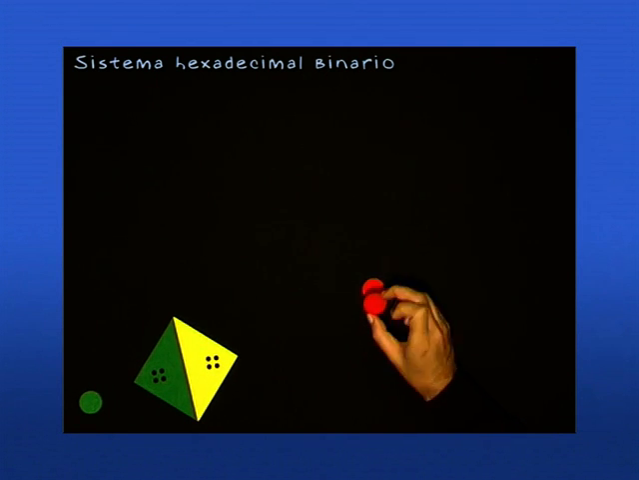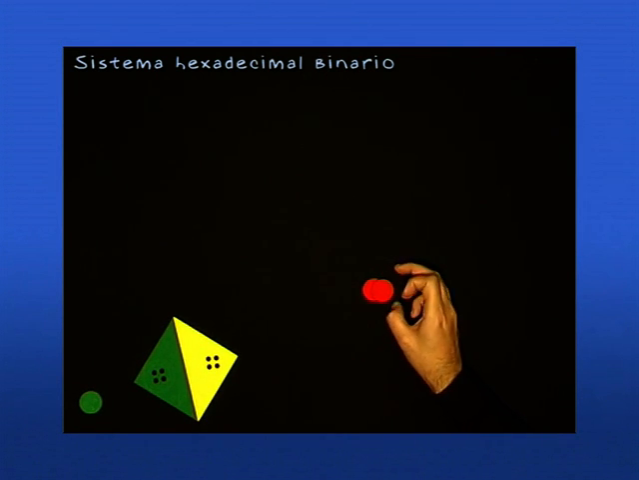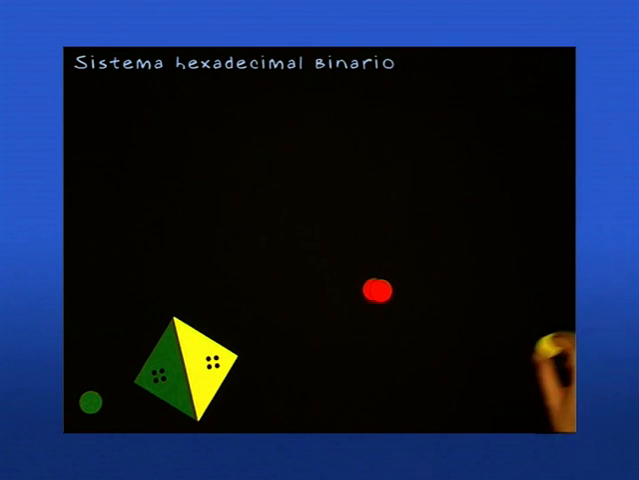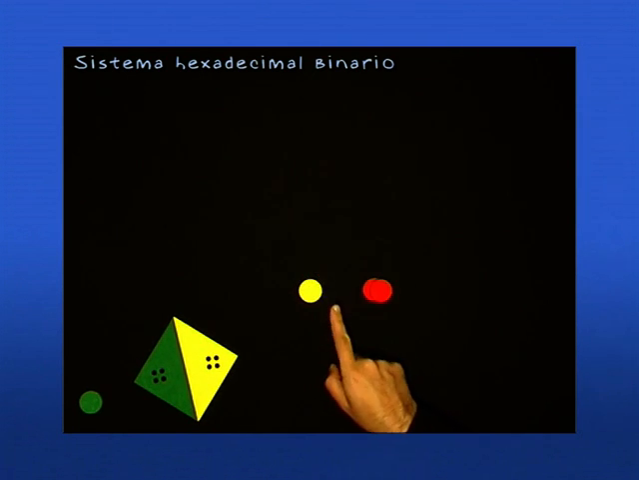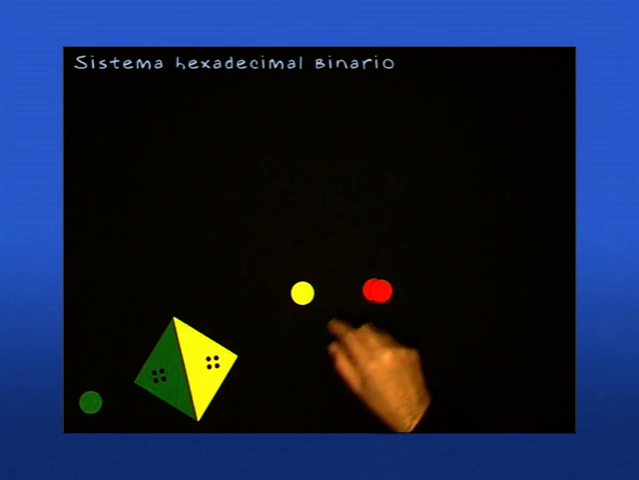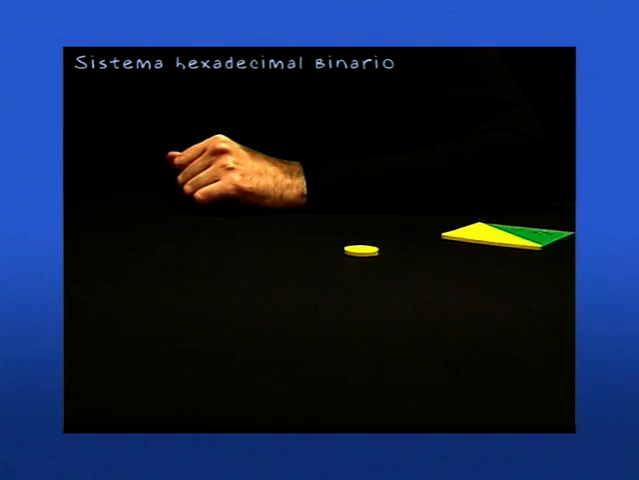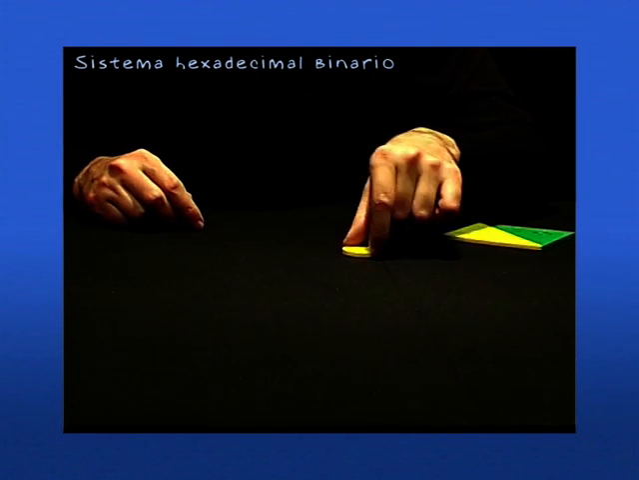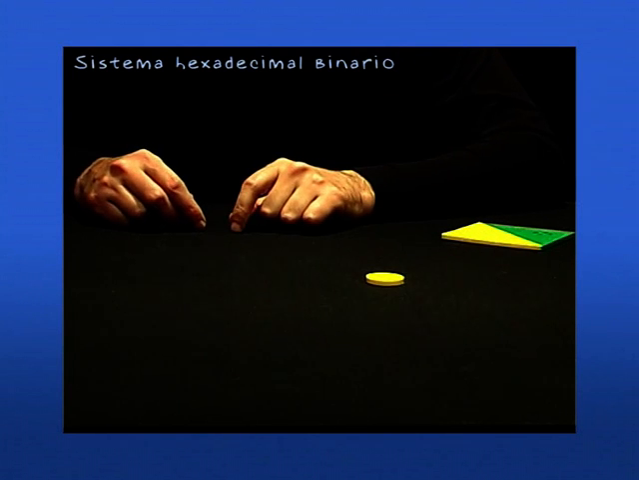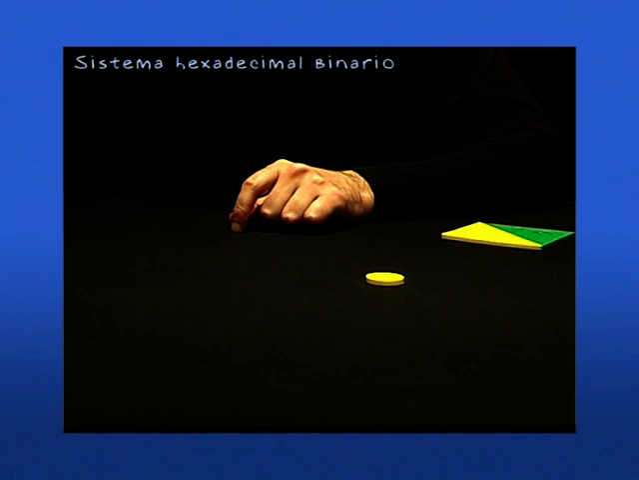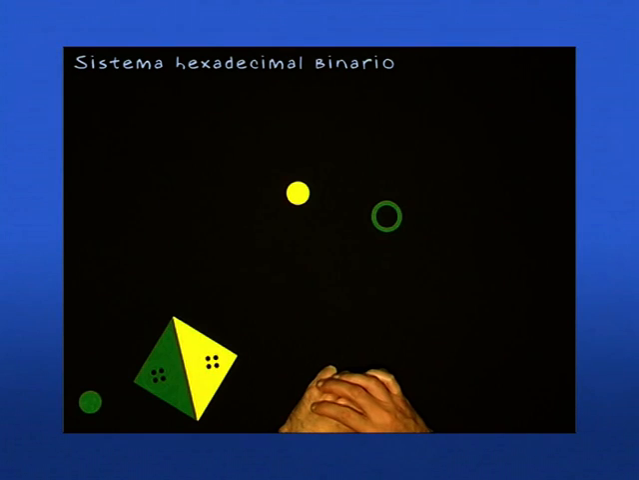But here in the same point, two red pieces cannot be together. So a unit of the following hexen is bought instead, disappearing both red ones. This piece will represent the number 16, the following position being empty.